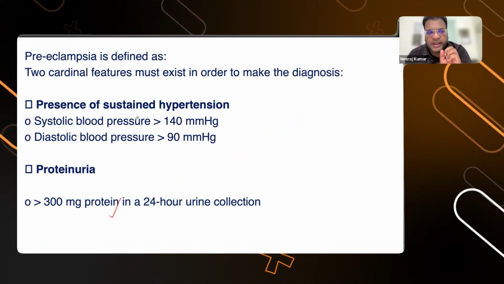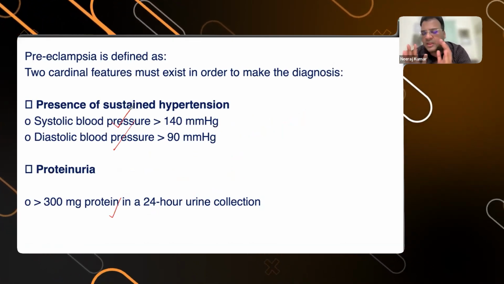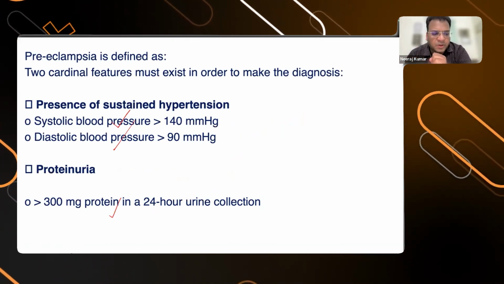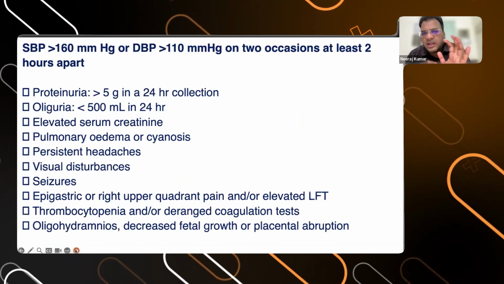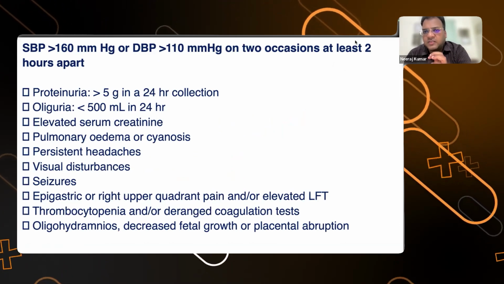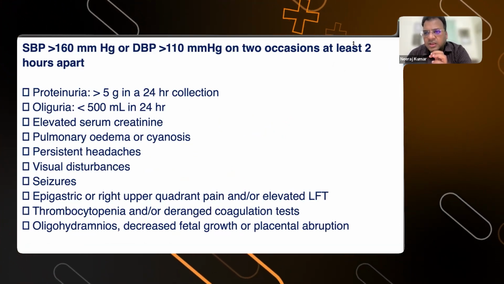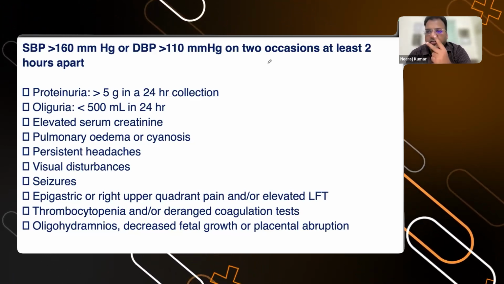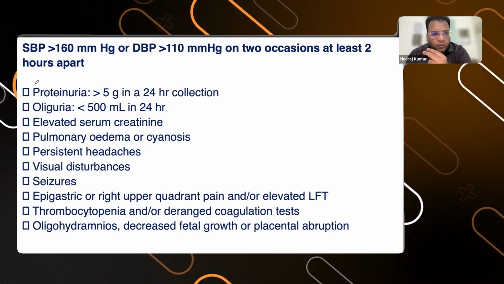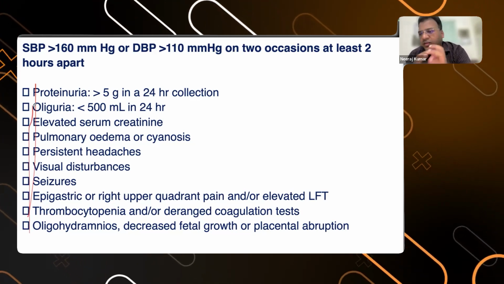These are all findings showing that the patient has sustained hypertension, making your diagnosis preeclampsia. Okay, now coming to the next part. If the patient has a systolic blood pressure of more than 160 or a diastolic of 110 on at least two occasions, at least 2 hours apart, with any of these findings, then you can label this patient as severe preeclampsia.